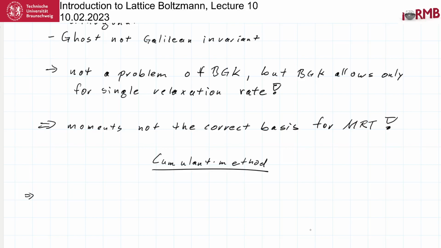Now we ask ourselves, what do we need? The variables, I now call them variables to be general. With variables I usually mean moments or velocity and these things. The variables we are looking at should be independent, otherwise their relaxation would be coupled.